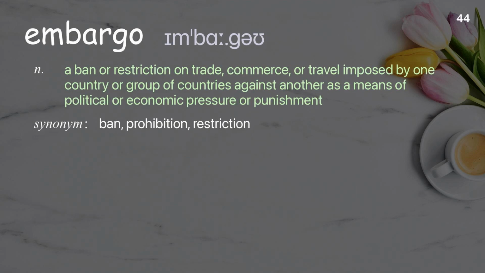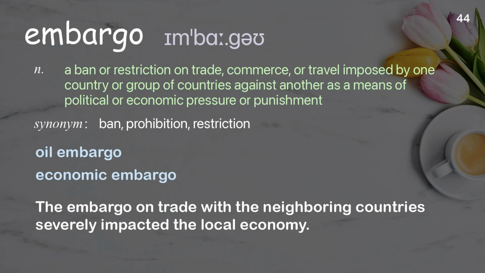Embargo. A ban or restriction on trade, commerce, or travel imposed by one country or group of countries against another as a means of political or economic pressure or punishment. Examples: Oil embargo. Economic embargo. The embargo on trade with the neighboring countries severely impacted the local economy.